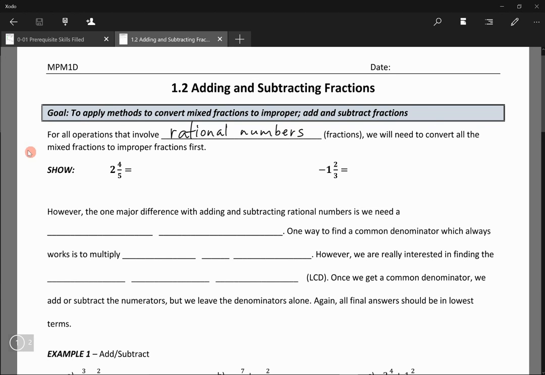You'll need to convert all the mixed fractions to improper fractions first. Back in elementary school, you were given improper fractions where the numerator was bigger than the denominator, and you always converted them to something that looked like this: a mixed number or a mixed fraction. You have the whole number part, then the fraction part. This is good in elementary school, but in high school, we don't like to work with these kinds of numbers. We want to always work with improper fractions. So we're going to convert this mixed number back to an improper fraction, and if you forgot how to do that, it's very, very simple.